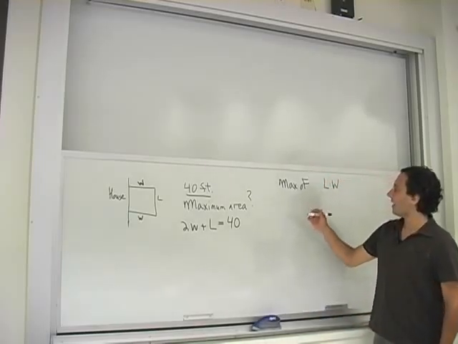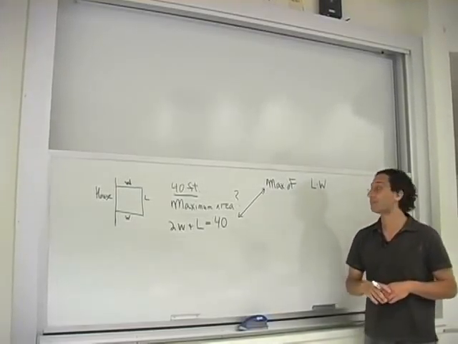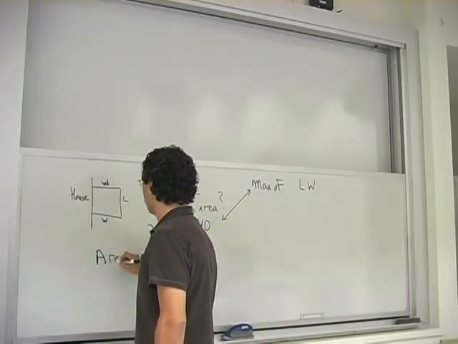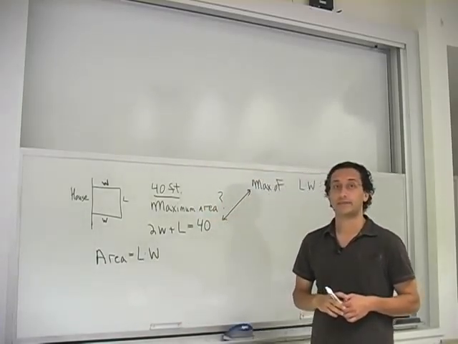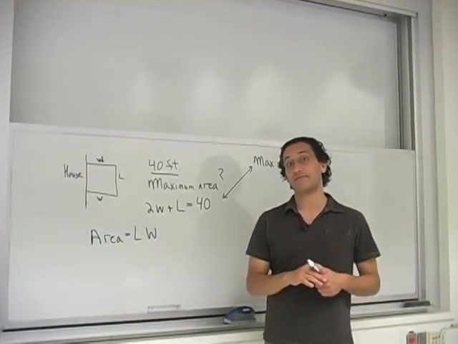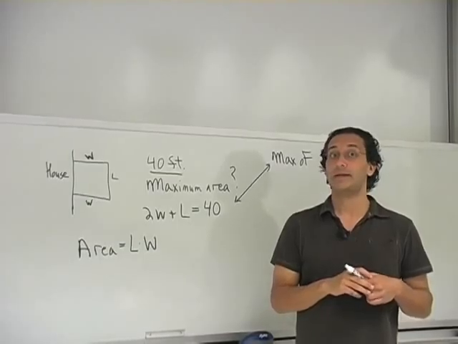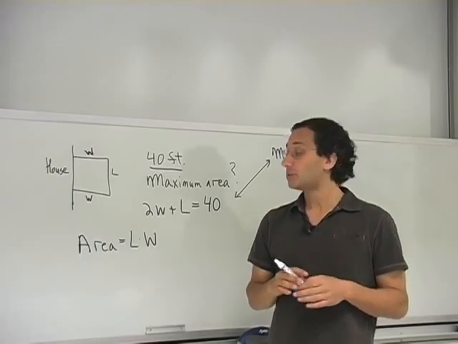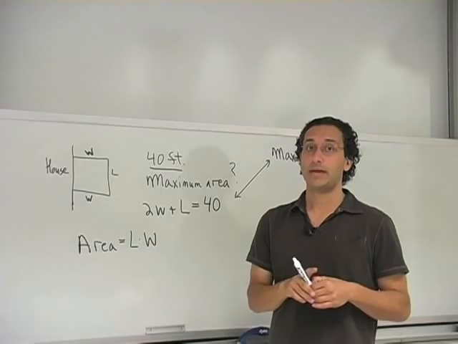OK, so what do I have? I've got these two pieces of information. Let's see if I have enough to go on. So again, the area is equal to length times width, and I want to try to find the maximum of it. Well, the problem that I have in trying to find the maximum of this is I have an equation in two variables. Now, we happen to be taking a course which deals with only one variable. So I'd like to turn this equation of two variables into an equation of one variable. How do I do that?